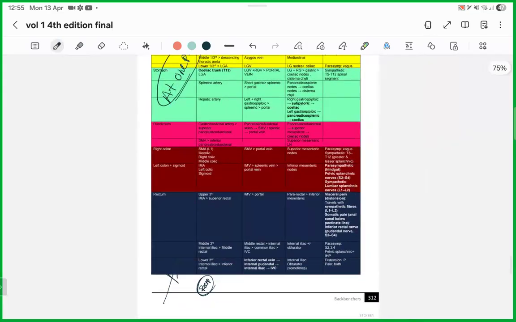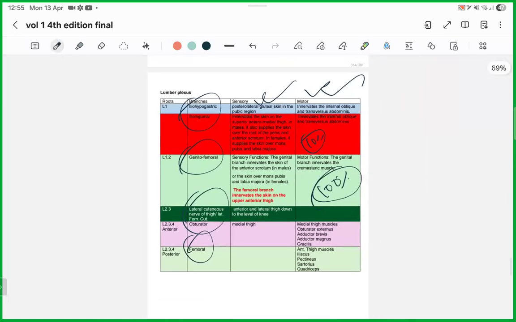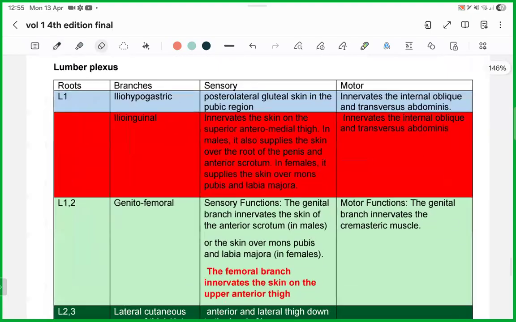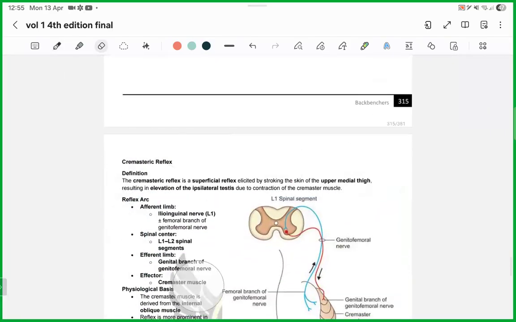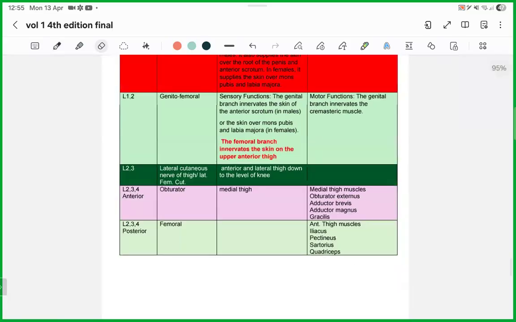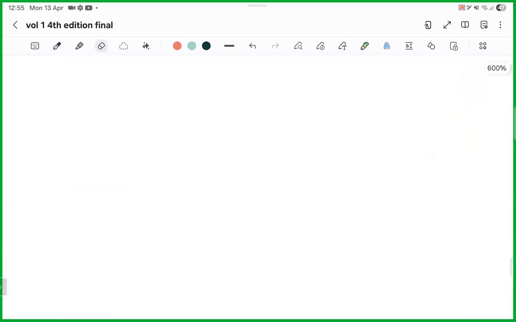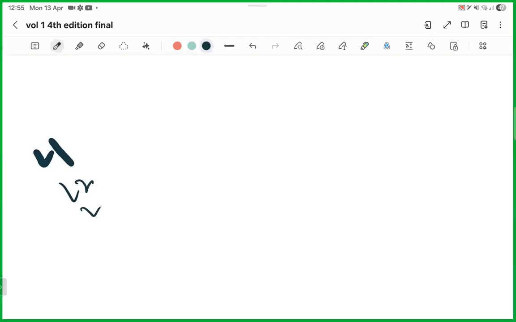Now then we have pelvis and perineum. Pelvis and perineum is short. So the first thing from pelvis and perineum you need to know is the lumbar plexus. Guys, see, lumbar plexus is very easy. Just the amount I tell you, you remember that one. Remember L1, L2, L3, L4. That's it.